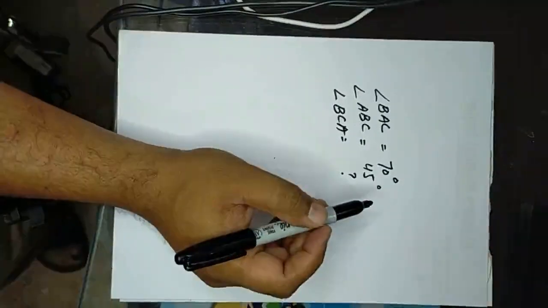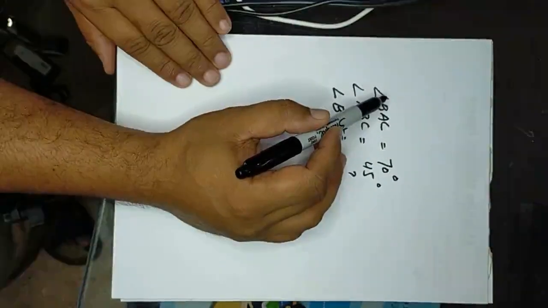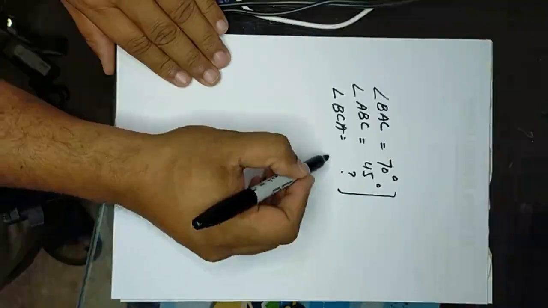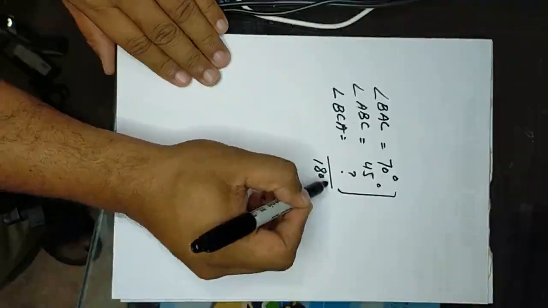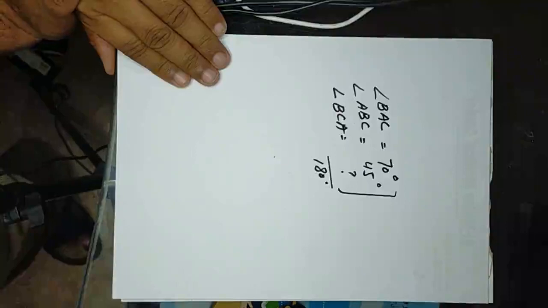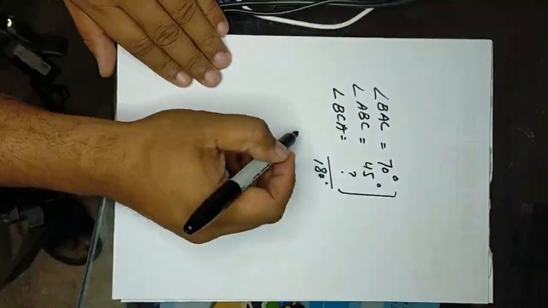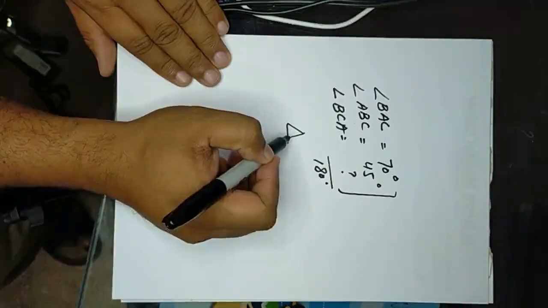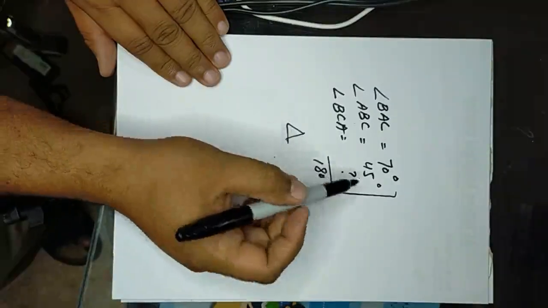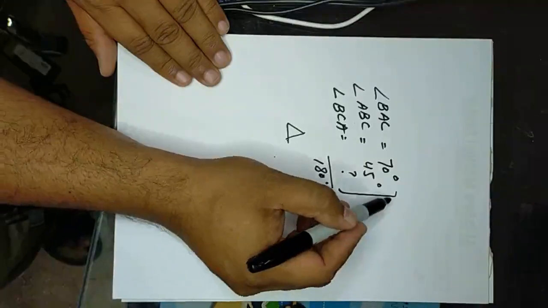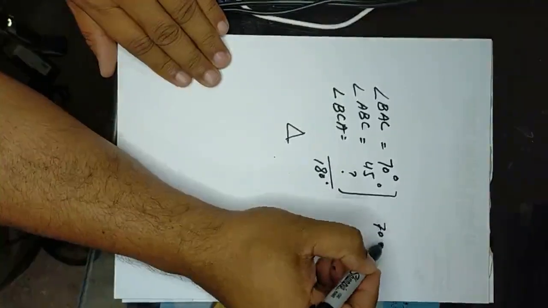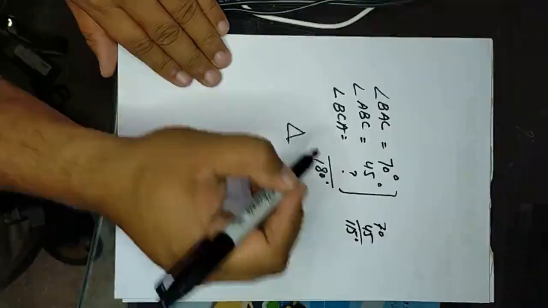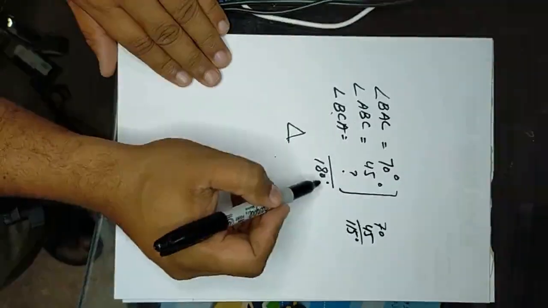We know that the sum of all these three angles of a triangle must be equal to 180 degrees, right? 180 degrees. If we have this triangle, so iska sum kitna hoga total? So we have 70 plus 45. So ye kitna banta hai? 115 degrees.